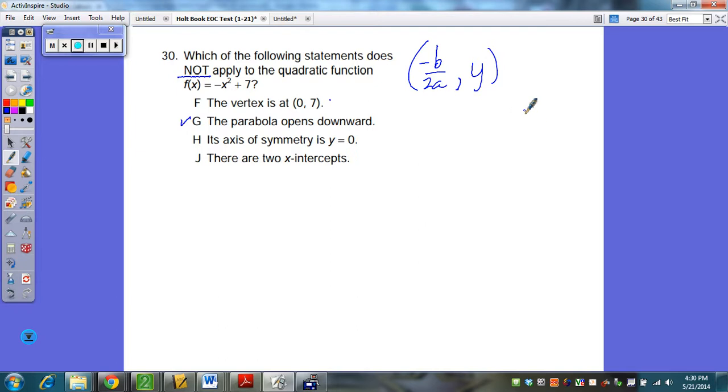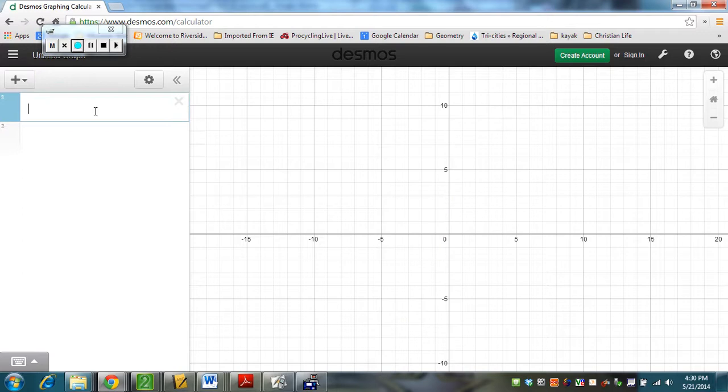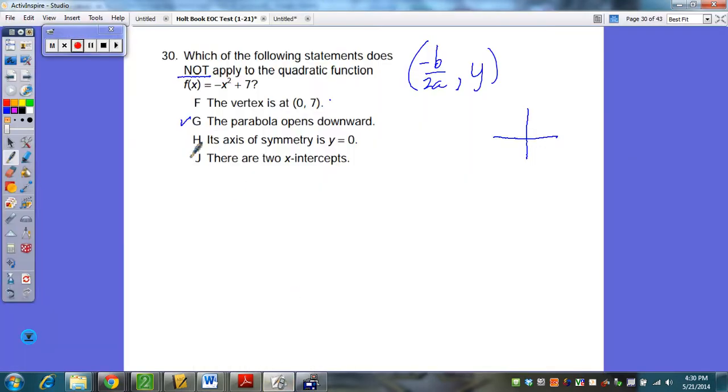Okay, now remember again, axis of symmetry. Notice that the line y equals 0. Let's go back to our graph here for a second. We have y equals 0. Notice that is the x-axis. Everywhere along the x-axis, y is equal to 0. Is that ever going to be an axis of symmetry? No. Okay.